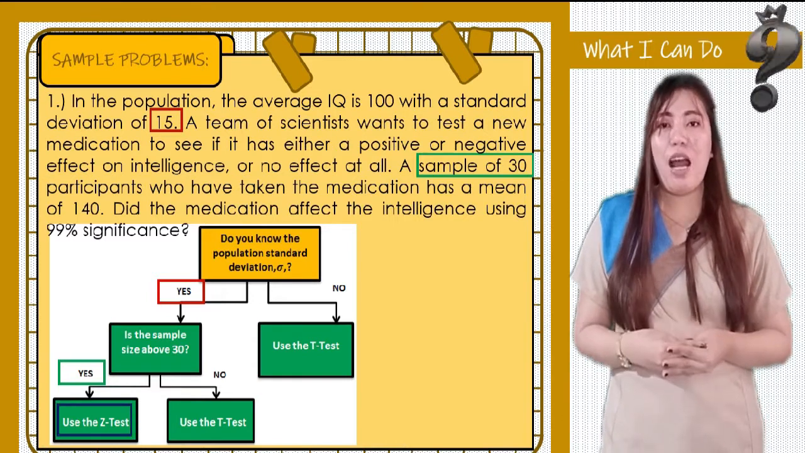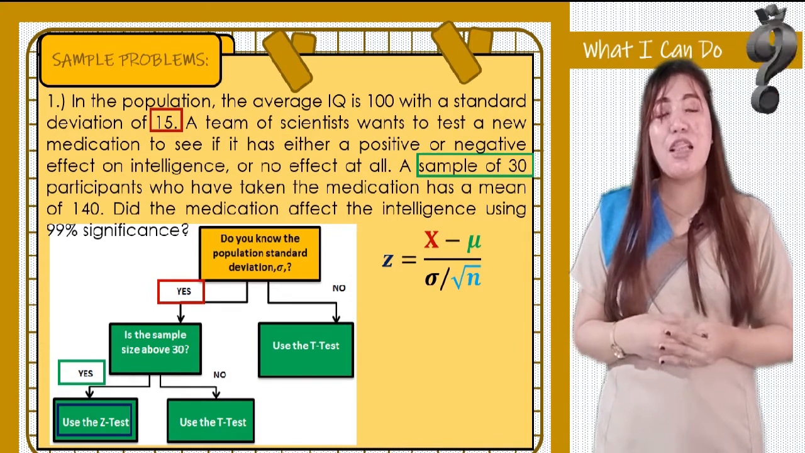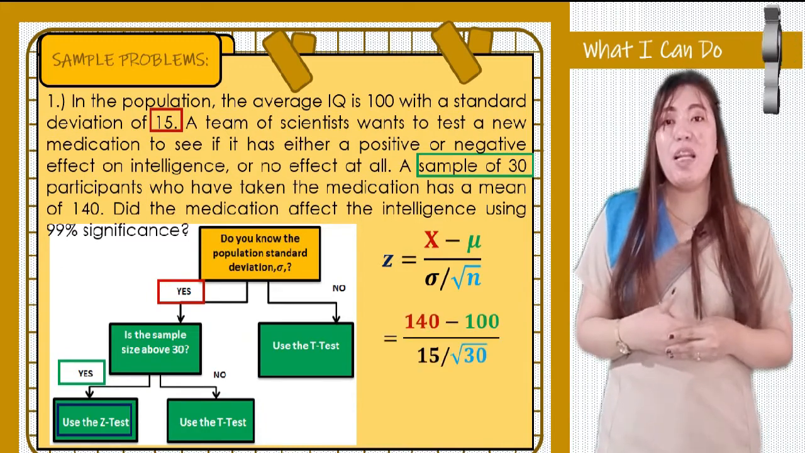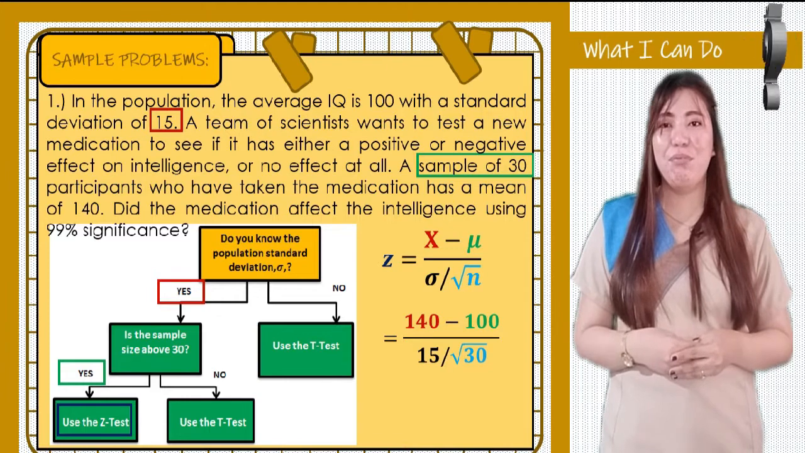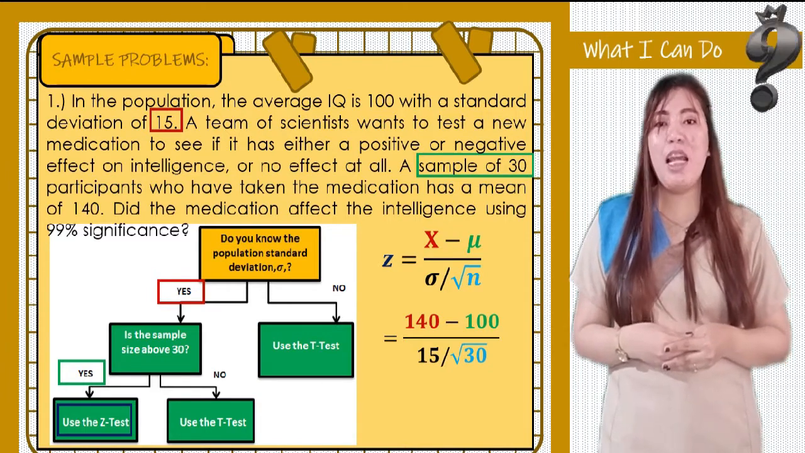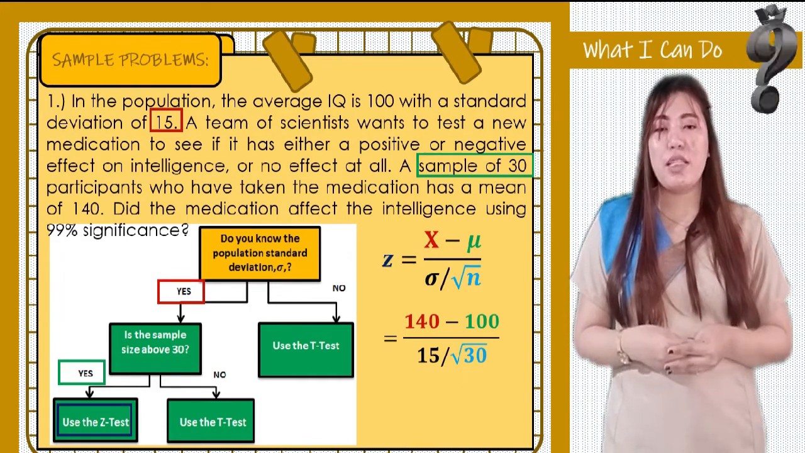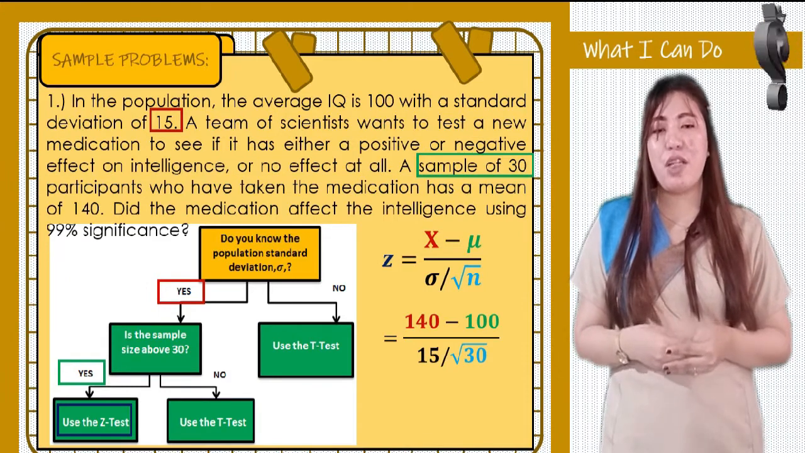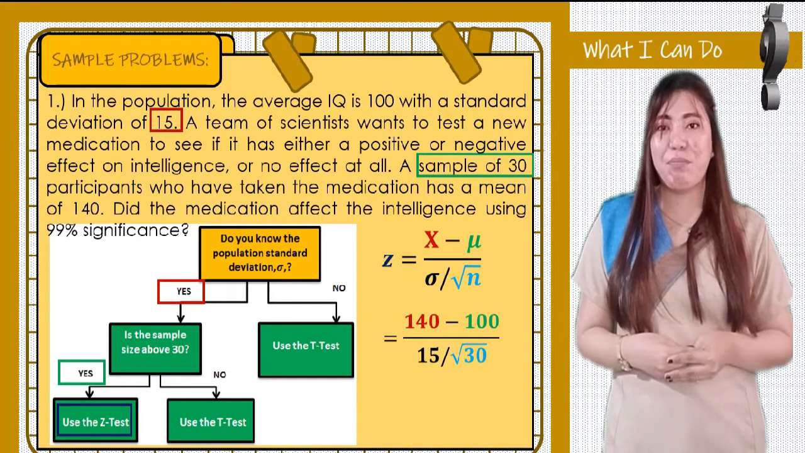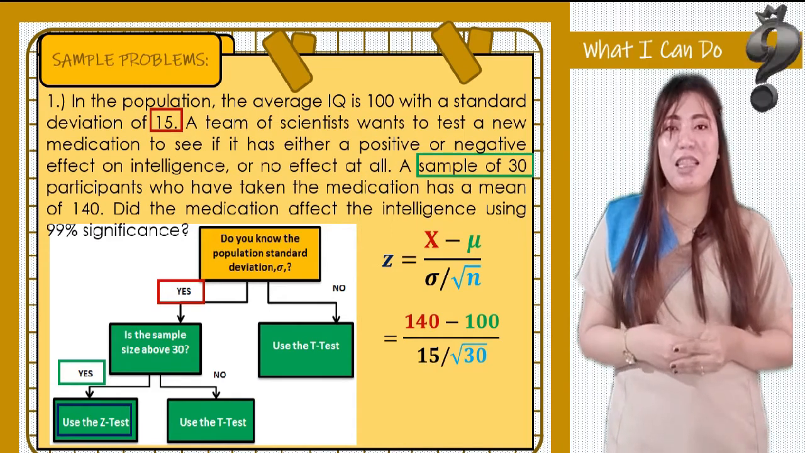Using the z-test formula, we have z is equal to x minus mu all over sigma divided by the square root of n. Substituting the given to the formula, we have z is equal to x, or the sample mean, is 140 minus the population mean is 100 all over sigma, or the population standard deviation is 15 divided by the square root of n, which is 30. What is the value of the computed test statistic?